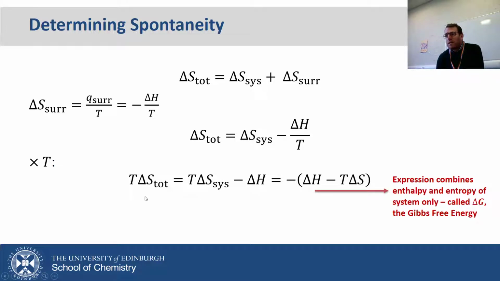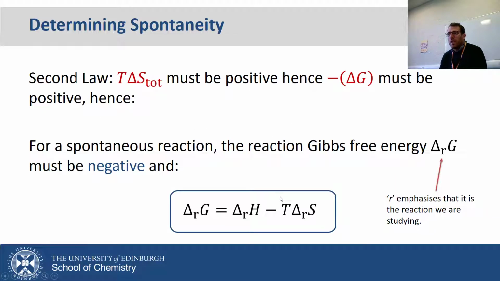And if we call this value here the Gibbs free energy, well then we can say that the Gibbs free energy change is equal to minus T delta S total. So that leaves us with the very famous expression that you all know and love, that the Gibbs free energy change of a reaction is equal to delta H minus T delta S.